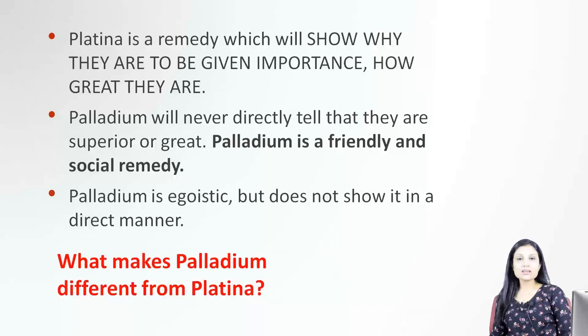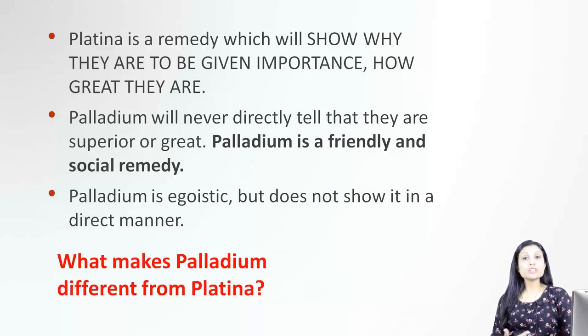Platina is a remedy which will show why they are to be given importance, how great they are. It doesn't matter whether he or she is talking nicely, curtly, or frankly rudely. She will ensure that people know that she is an important person, that she is a great person. But Palladium, on the other hand, will know that she is great, but she will never directly tell anybody. And that is the egotism of Palladium as compared to the egotism of Platina. Platina shows how important she is. That is her ego. Palladium never directly tells that I am important. She will be egoistic but friendly. She will be stubborn but she will be friendly.